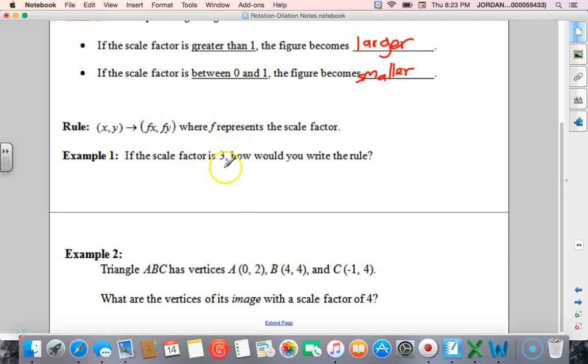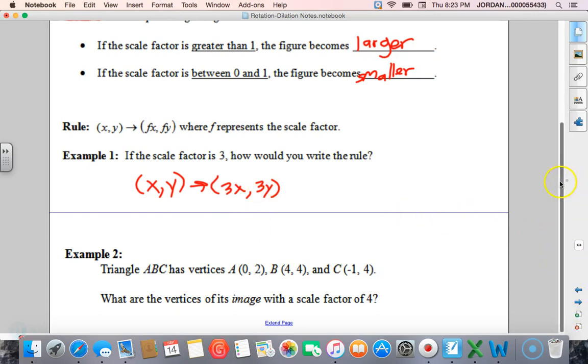Now if the scale factor is 3, what would our rule look like? Our rule, just like translations, is going to start off with (x, y) and the arrow. Now in parentheses, we're not going to add something to x. We're going to multiply it by f, which is our scale factor. Right here, our scale factor is 3, so we're going to multiply the x and y by 3. So 3x and 3y. This is what our rule would look like if the scale factor is 3.